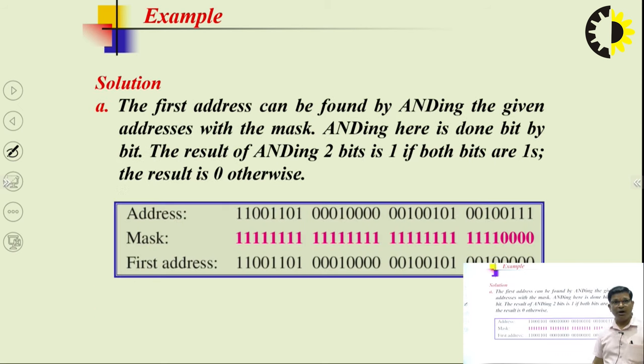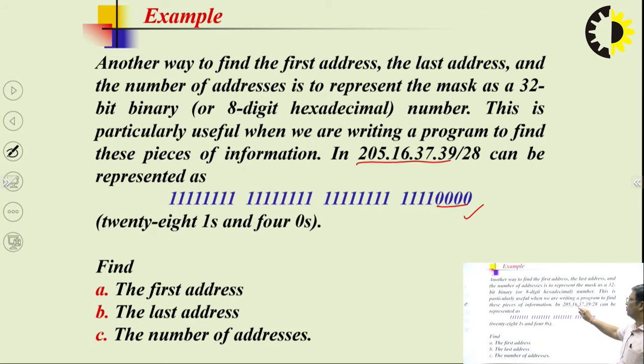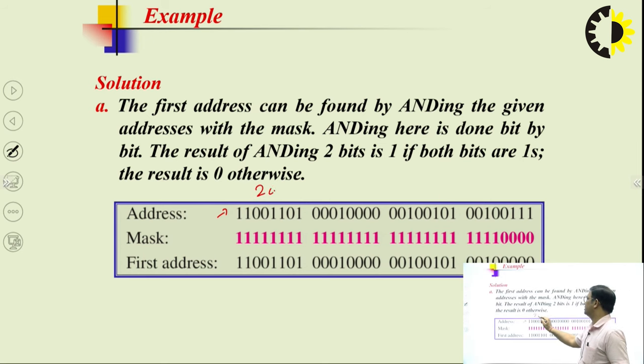There is another way to find the last address, first address and the number of addresses. So how can we find it? First address. This is the address 205.16.37.39, and this is the mask. The mask is 28. So we have to do an AND of these two, so this will be the first address of the network.